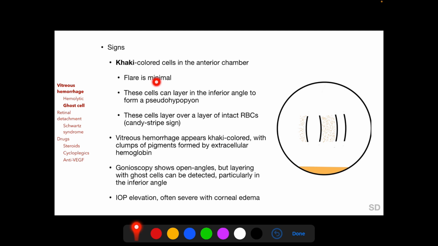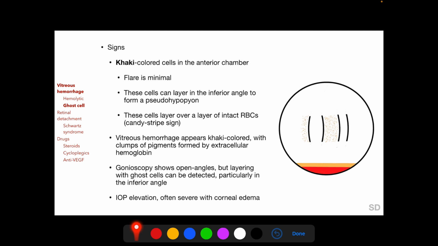Flare is minimal in ghost cell glaucoma, and these ghost cells can layer in the inferior angle to form a pseudohypopyon as shown here in this diagram. These ghost cells can also layer over a layer of intact red blood cells, and this is called the candy stripe sign of ghost cell glaucoma.